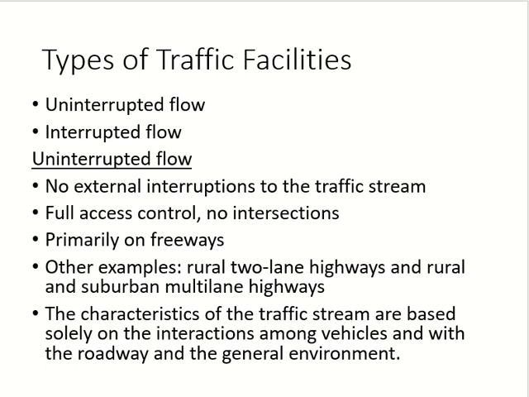And then based on traffic flow, we can divide the highways into two types. We have uninterrupted and interrupted. The main difference between them is intersections. So uninterrupted don't have intersections, the other one has.